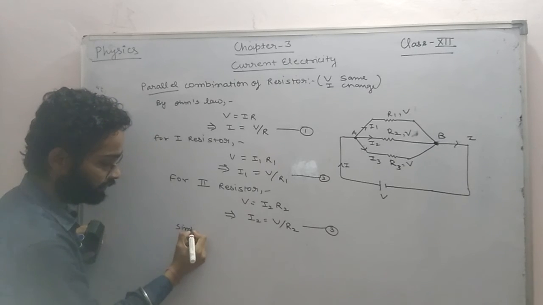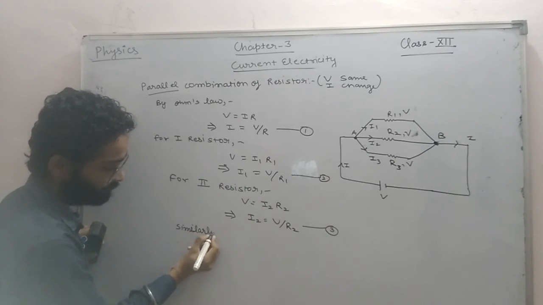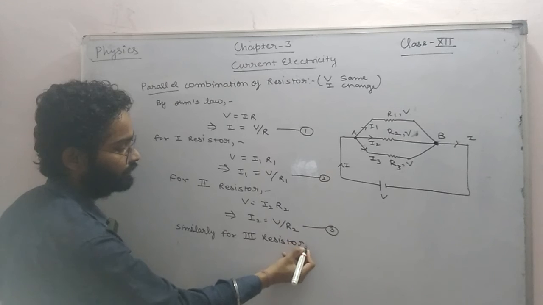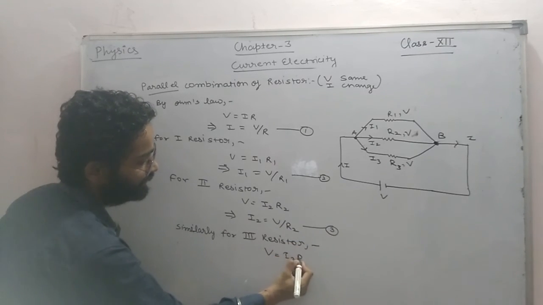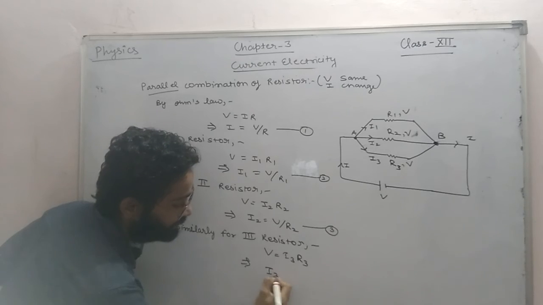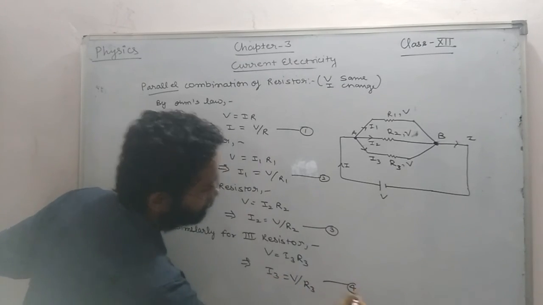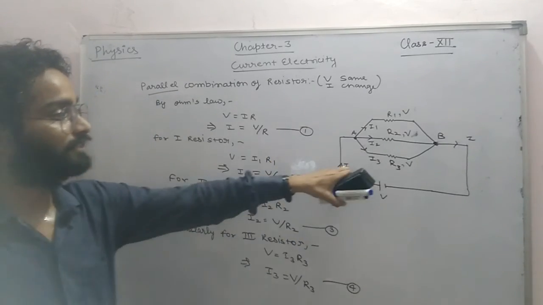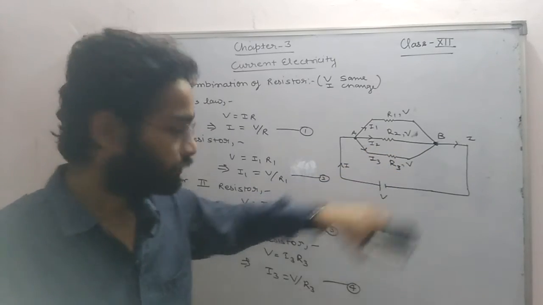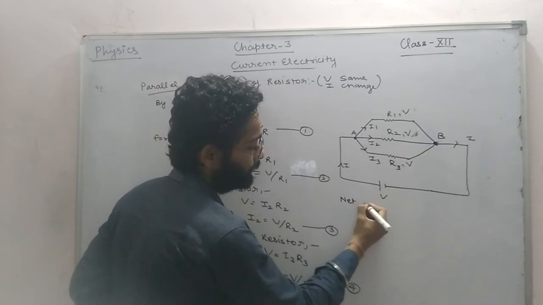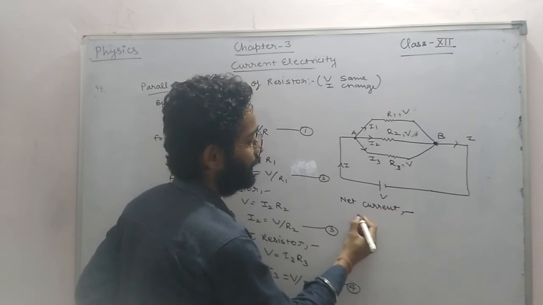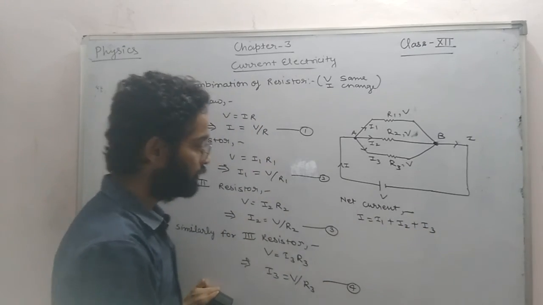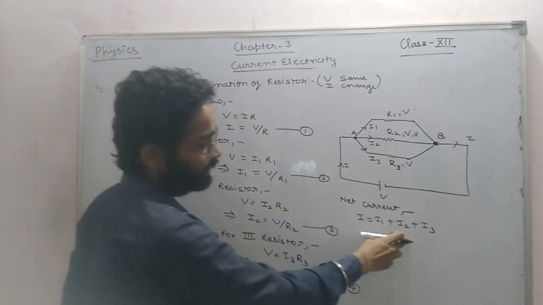Similarly, for the third resistor, what are we getting here? For the third resistor, V is equal to I3 R3, and this can be written as I3 is equal to V upon R3. Equation number 4. From equations 1, 2, 3 and 4, we can find out that I is being distributed into I1, I2 and I3. So the net current I can be written as I1 plus I2 plus I3. Is it so? From equations 1, 2, 3 and 4, we are just putting in the values.